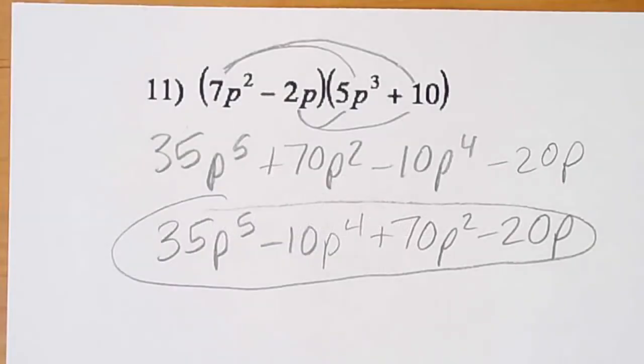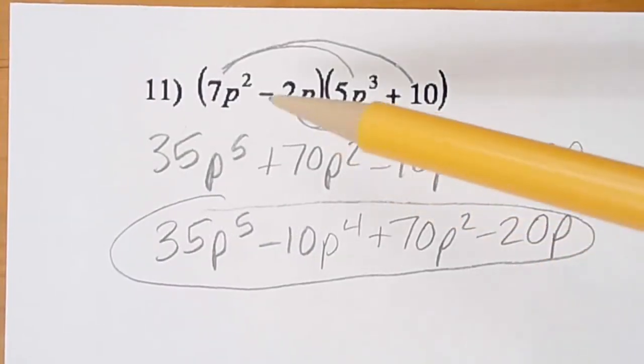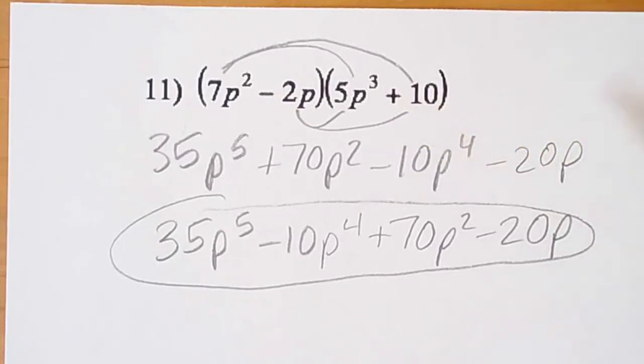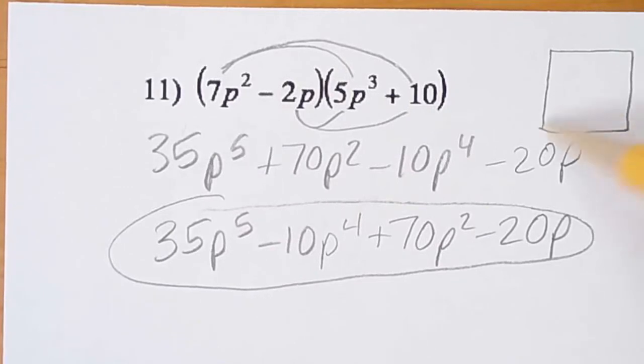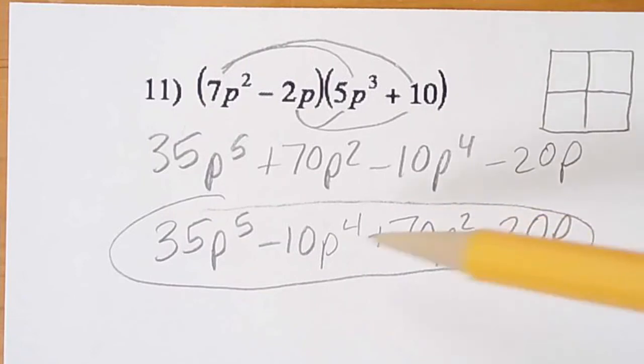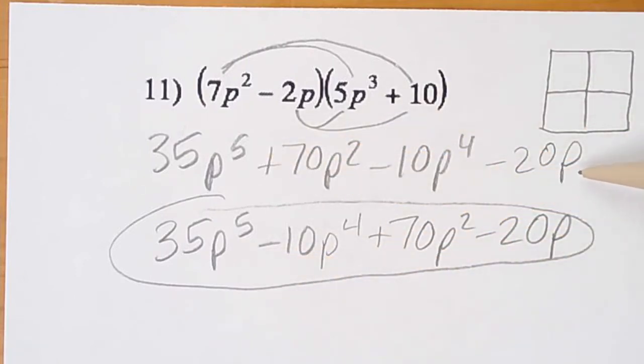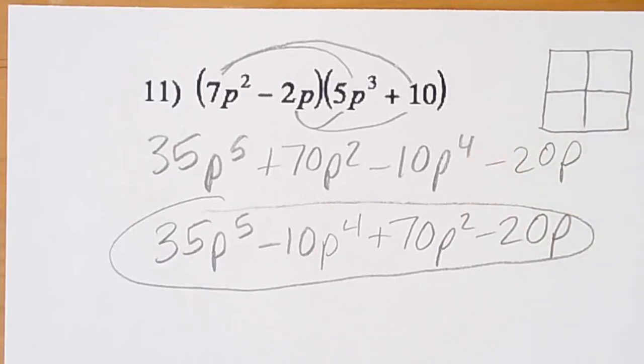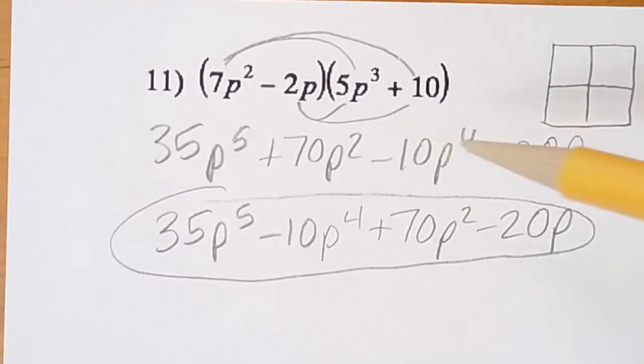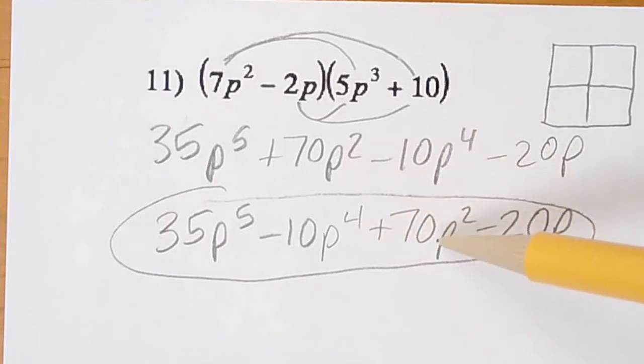Here is the answer for number 11. You had to FOIL it out, or you could have also drawn a 2 by 2 box for this one and multiplied it out that way. Either way, this should be your final answer. There were no like terms on this one, like on number 9. So you couldn't combine anything, but you did have to, depending on how you did it, if you did the normal FOIL order, you had to switch a couple terms around to get it in standard form.